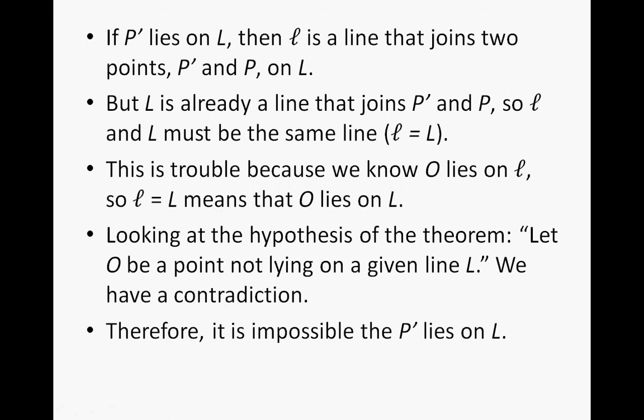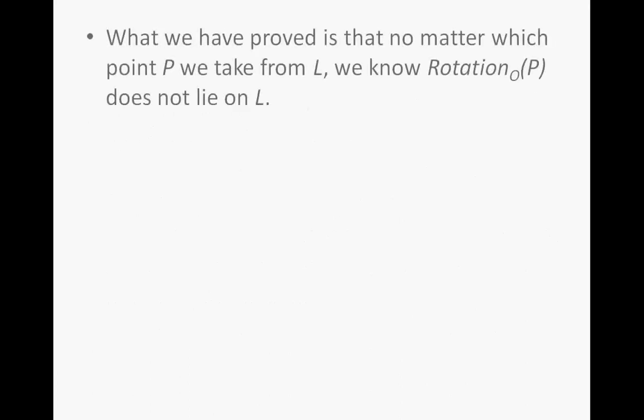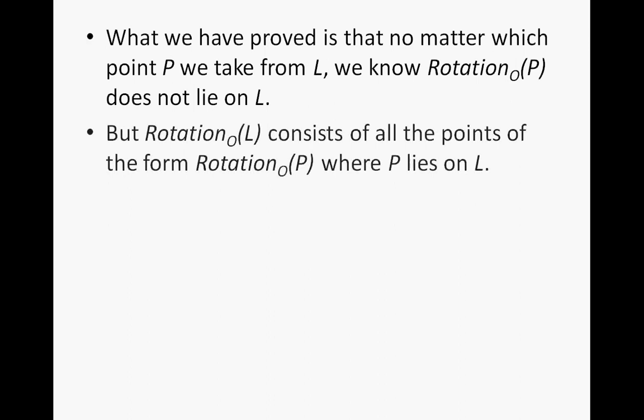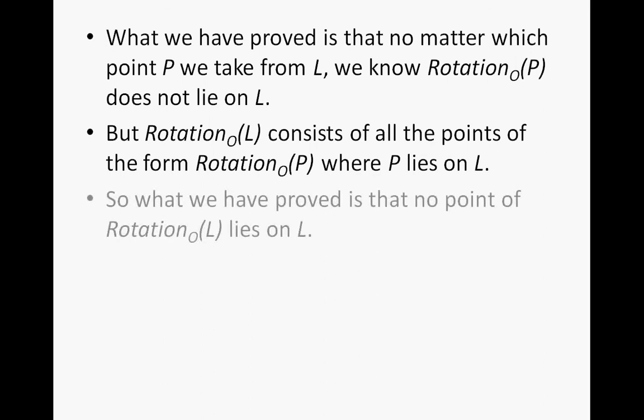So therefore, if that's the case, then it is impossible that P prime lies on L. And what we have proved is that no matter which point P we take from L, we know that the rotation around O of P does not lie on capital line L. But if the rotation of L consists of all the points of the form rotation of P, where P lies on L, so what we have proved is that no point of the rotation of L lies on L.